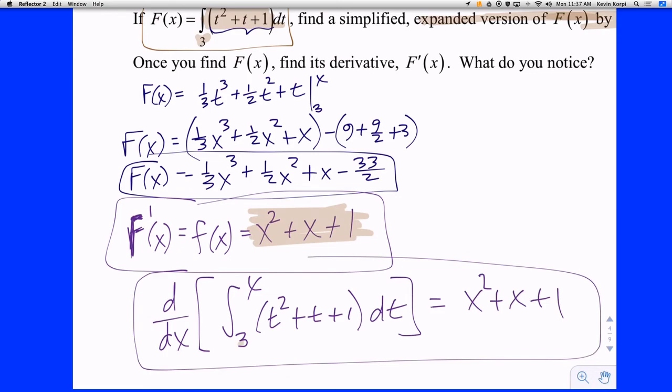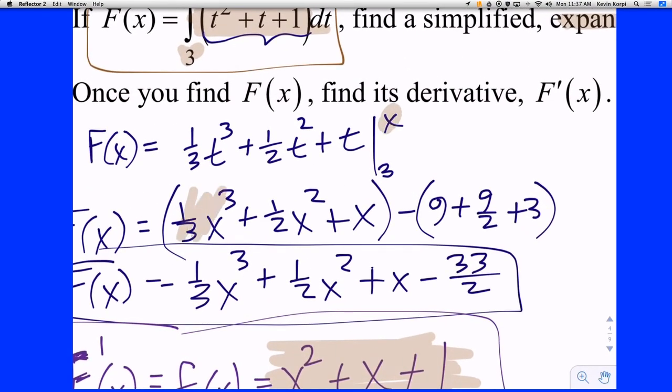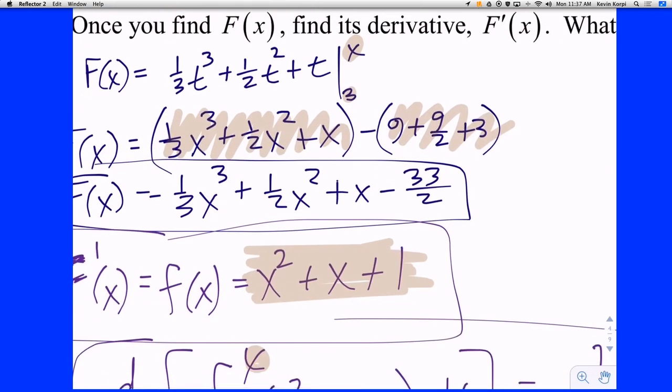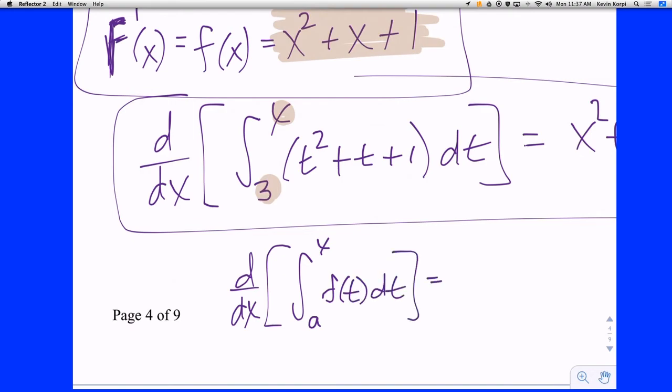Well, notice that because this was a constant and that was an x, when I plugged in the x to the top, it became just that function of x, and that's why it is in terms of x. And the constant on the bottom generated a number that when we took the derivative went away, right? So in general, it should work out that the derivative with respect to x of the integral from some constant a to x of some function f of t dt, it should work out to be what? It should work out to be f of x.